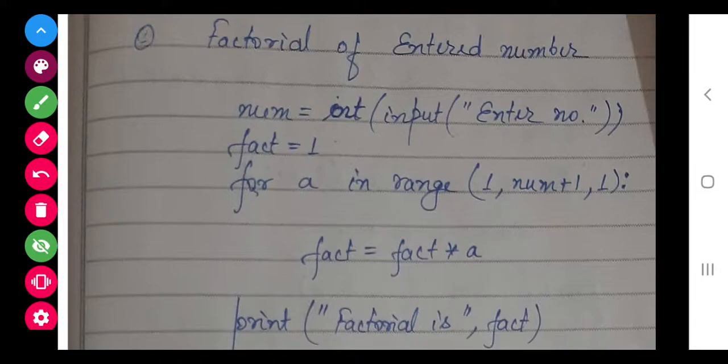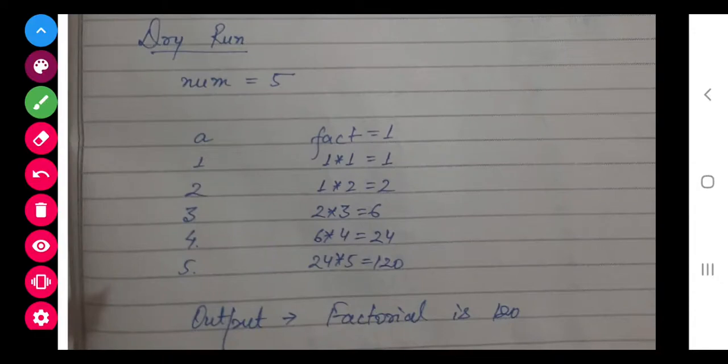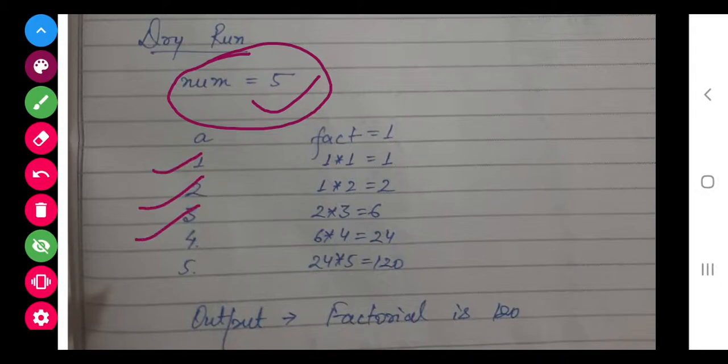Now class, see the dry run. In computers it is very important to know the dry run. User has entered 5. In the computer we can get the solution. If user has entered this 5, then this a will go from 1, 2, 3, 4 and 5.